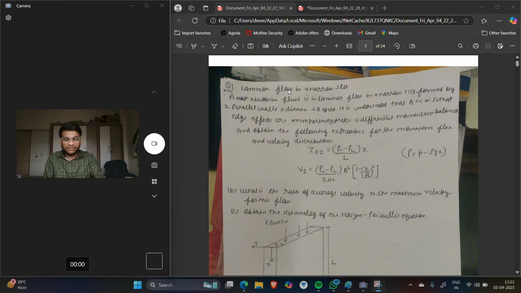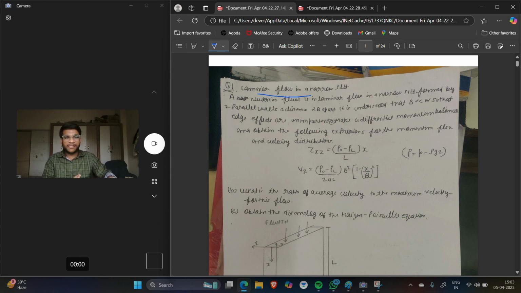Okay. So the title of the problem is laminar flow in a narrow slit. A Newtonian fluid is in laminar flow in a narrow slit formed by two parallel walls a distance 2B apart. So basically, there is a fluid which follows Newton's law. That is why it is known as a Newtonian fluid. It is flowing in a narrow slit. Narrow means thin. So suppose this is my slit. The distance between these two boundaries is very small, such that it is very thin or very narrow. Okay. And the flow is laminar.